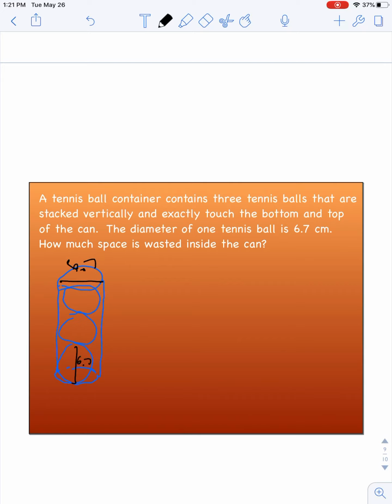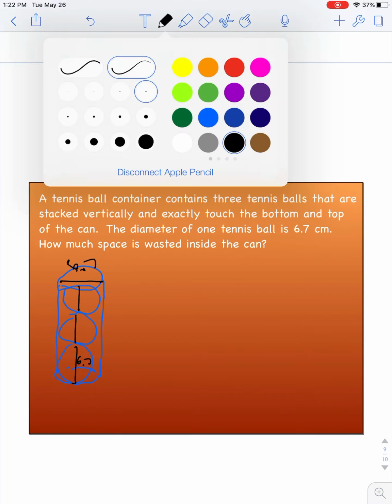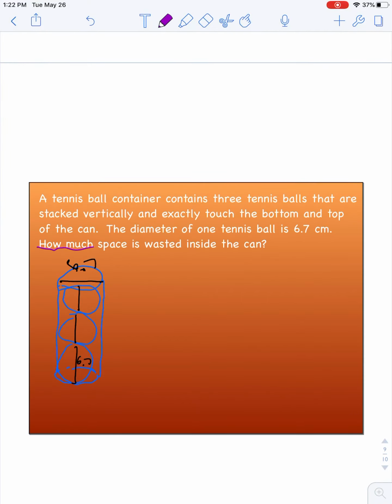So see what you can think about the setup for finding how much space is wasted, because you're going to have to find the volume of the tennis balls, so volume of one tennis ball times 3. Then you're going to have to find the volume of the cylindrical can and subtract the tennis balls from it, and that will be how much is wasted inside the can. Okay, so again, check the notes and I'll work that one out.